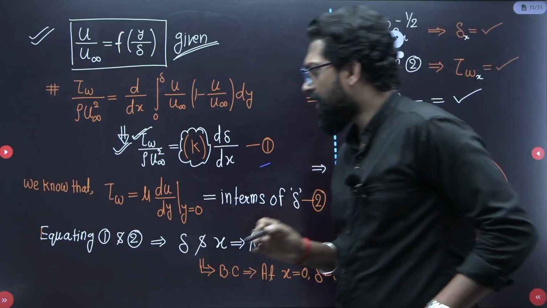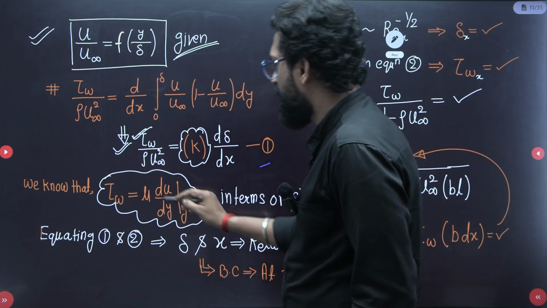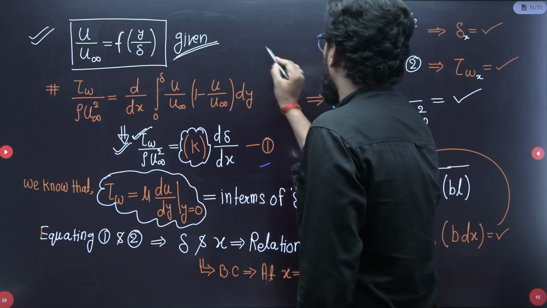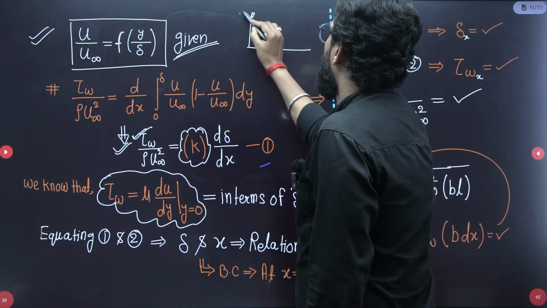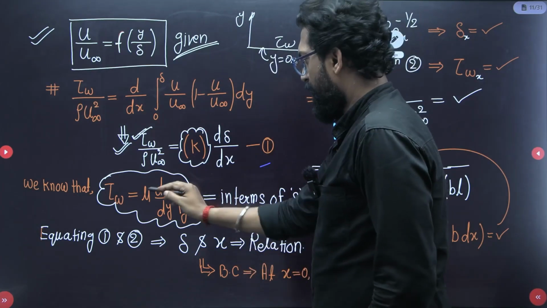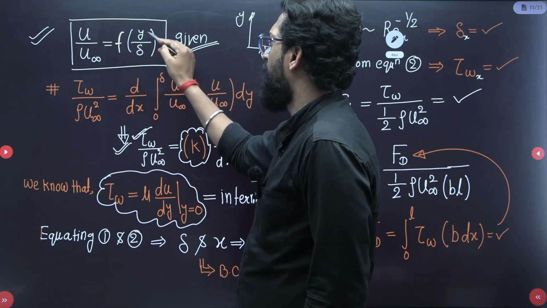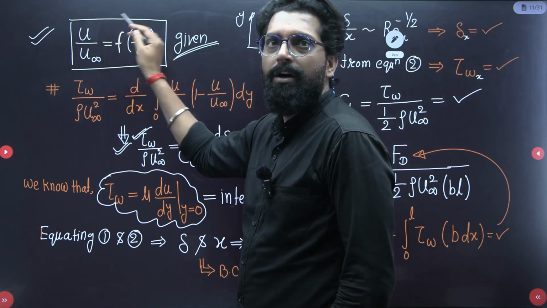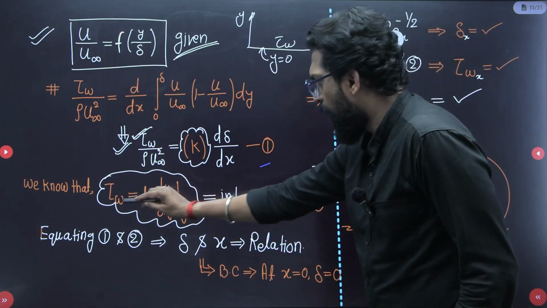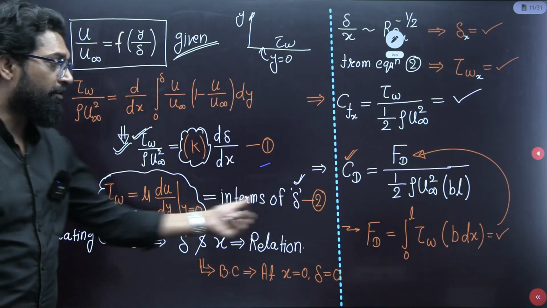Now, the second equation. We know that for Newton's law of viscosity, for the laminar boundary layer, tau is equal to mu du over dy at the wall, y equal to 0. That means if this is your plate, this is your y direction. So at y equal to 0, tau is equal to tau wall. So you have this du over dy, where u is equal to u infinity, a function of y by delta. You differentiate it, du over dy, put y equal to 0, find it, and multiply with the dynamic viscosity. So you get the wall shear stress in the form of boundary layer thickness. So this is the second equation of wall shear stress.